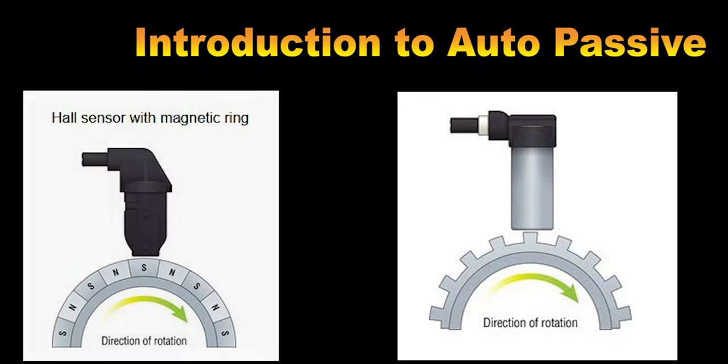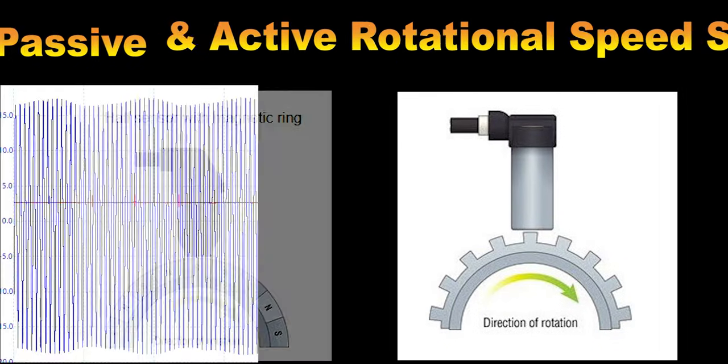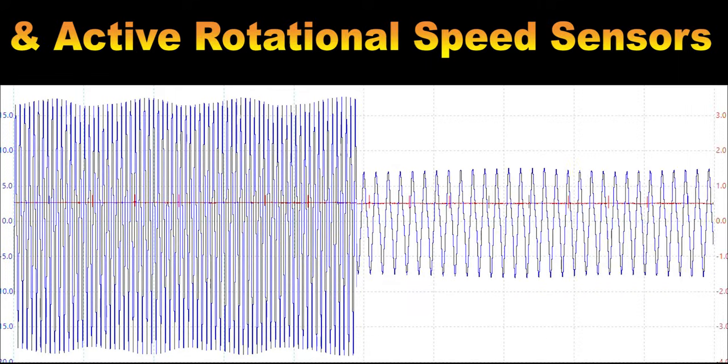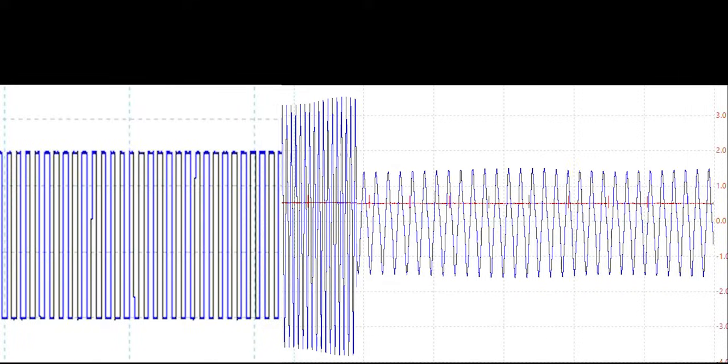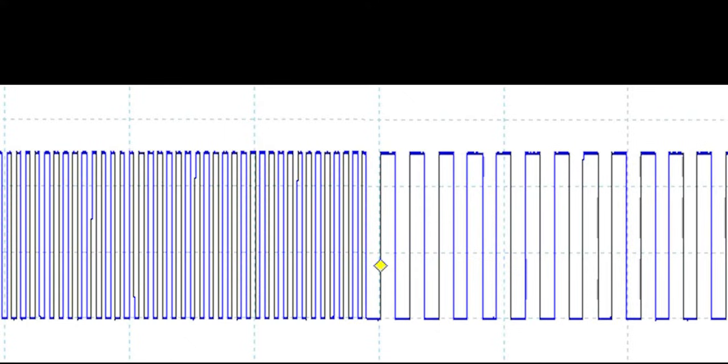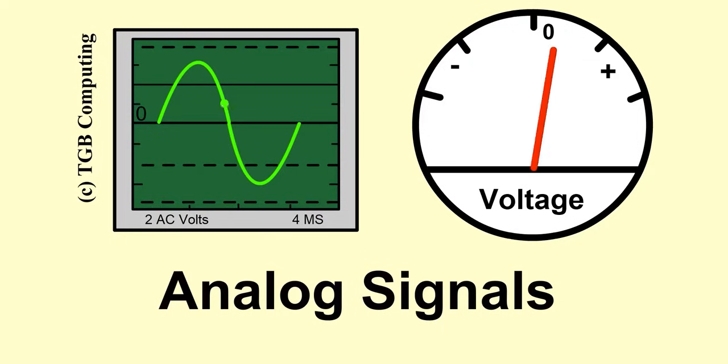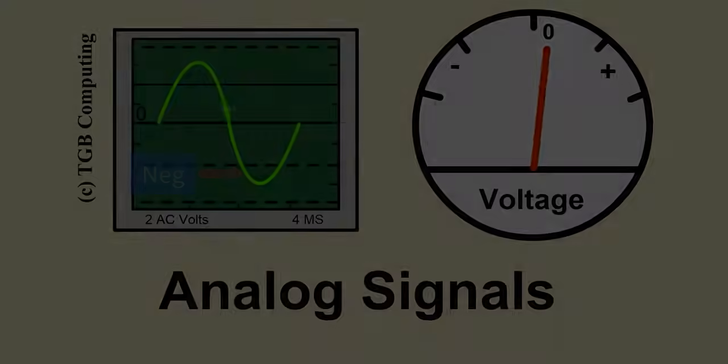Introduction to automotive passive and active rotational speed sensors and the signals they produce. Analog electrical signals have a constant change in voltage over time. Each point along the timeline measures a distinct voltage value. This is an example of an alternating current sine wave with voltage alternating between positive and negative.